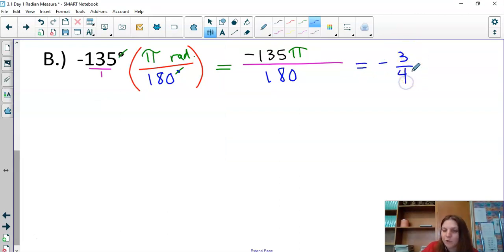And again, it's your choice where you want to put the pi. You can either put it with the 3 or right next to it. Just don't put it in the denominator. So I'm just going to kind of put it right there next to it. And this would be radians.